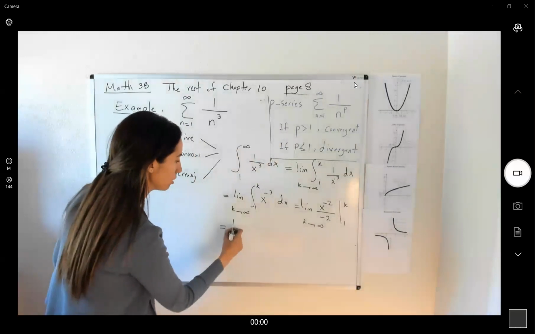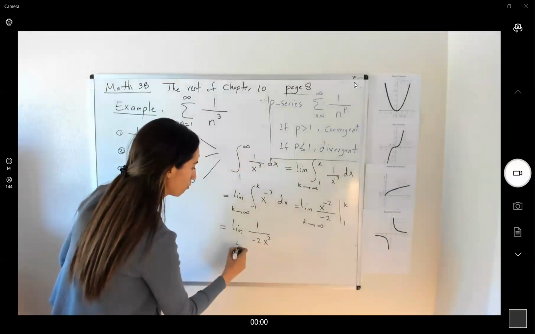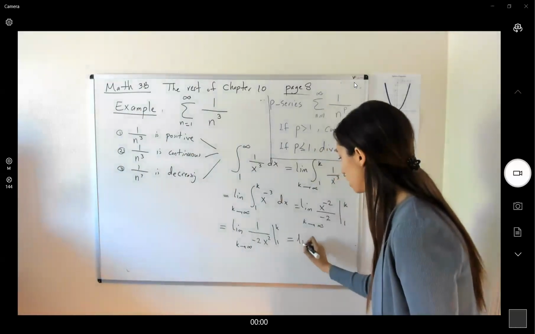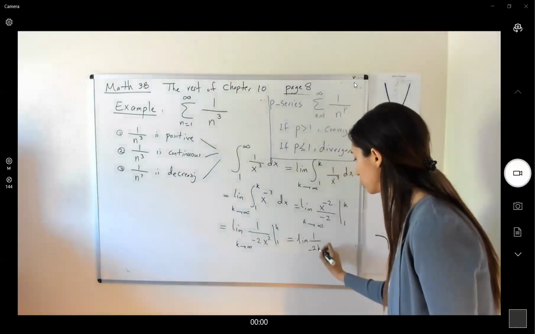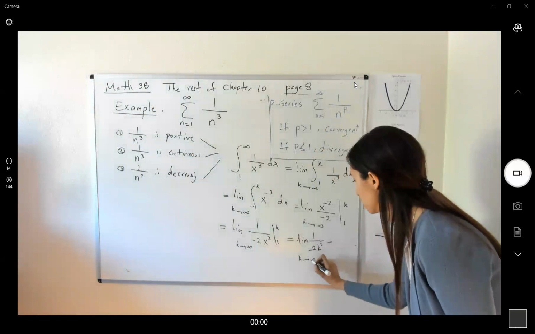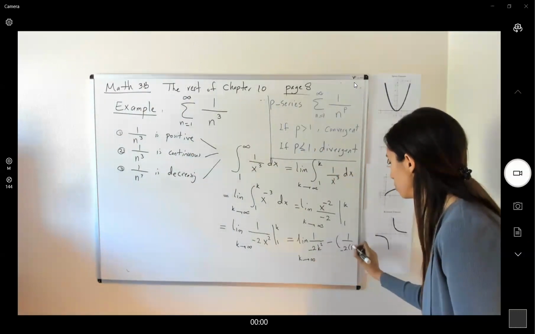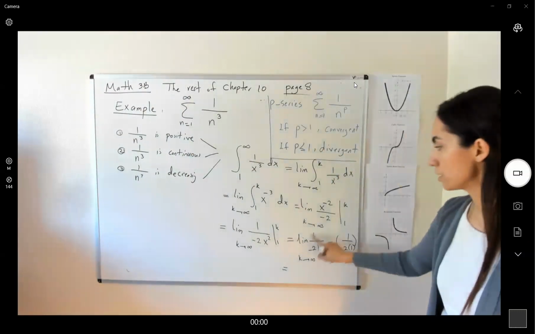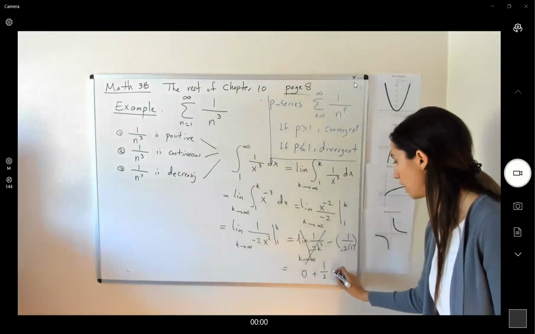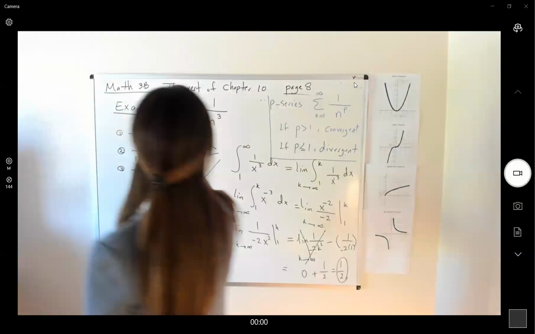So this is equal to the limit of 1 over minus 2x squared, while k goes to infinity, 1 to k. So here you have the limit of 1 over minus 2k squared, k goes to infinity, minus, if you plug in 1, 1 over negative 2 times 1. So limit 1 over infinity is 0, plus a half, and as you can see, you have a convergent integral, so the series is convergent.